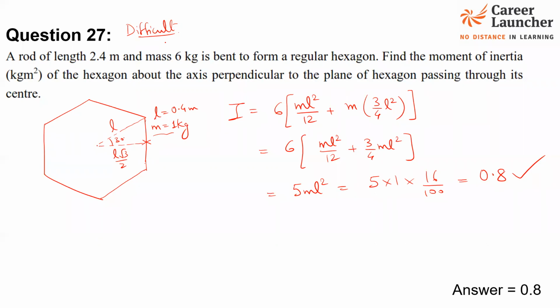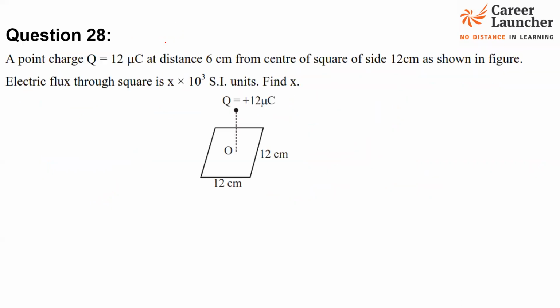All right, so let's see the next one. I'm able to find 28 questions out of 31, so let this be the last one. A point charge Q, which is 12 microcoulomb, is at 6 centimeters from the center of a square of side 12 centimeter. Now, the electric flux through the square will be how much?